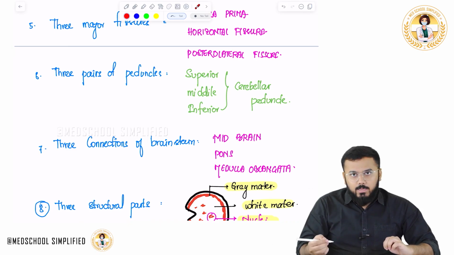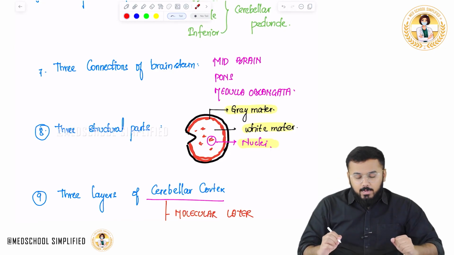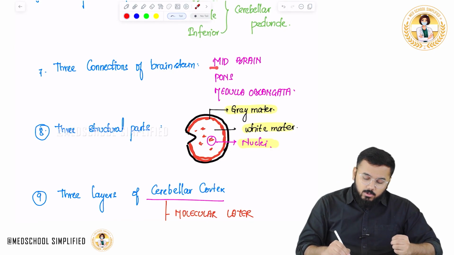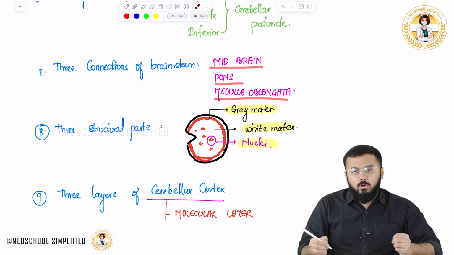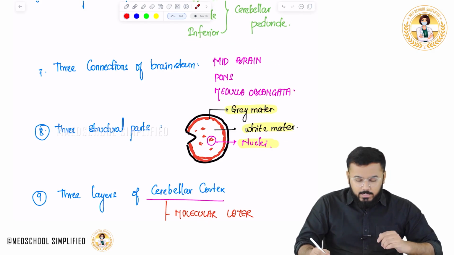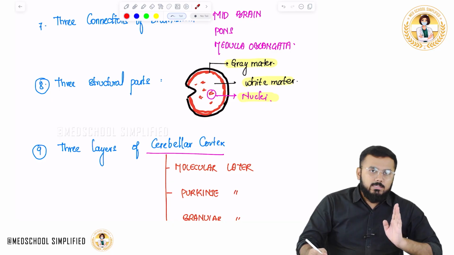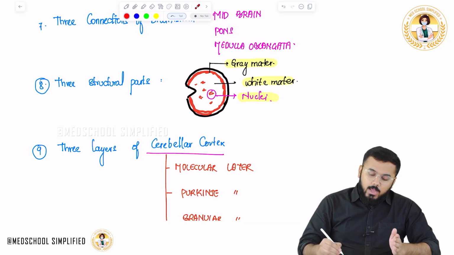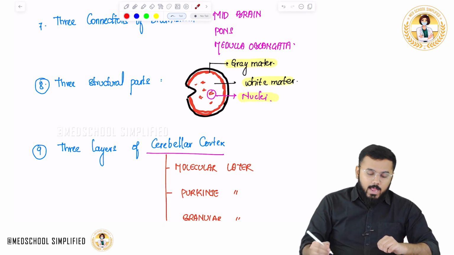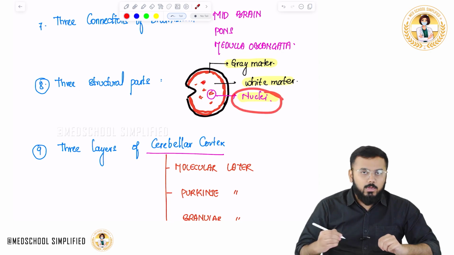What are the 3 pairs of peduncles? I have already discussed. What are the 3 connections of the brain? Cerebellum is attached to the brainstem. Okay, so brainstem consists of what? Midbrain, pons, and medulla oblongata. So these are the 3 structures that connect with your cerebellum. Now coming to the 3 structural parts, if you make a section of the cerebellum, outside you will find the gray matter, in the center you will have the white matter, and within this white matter you will see pieces of gray matter called nuclei.